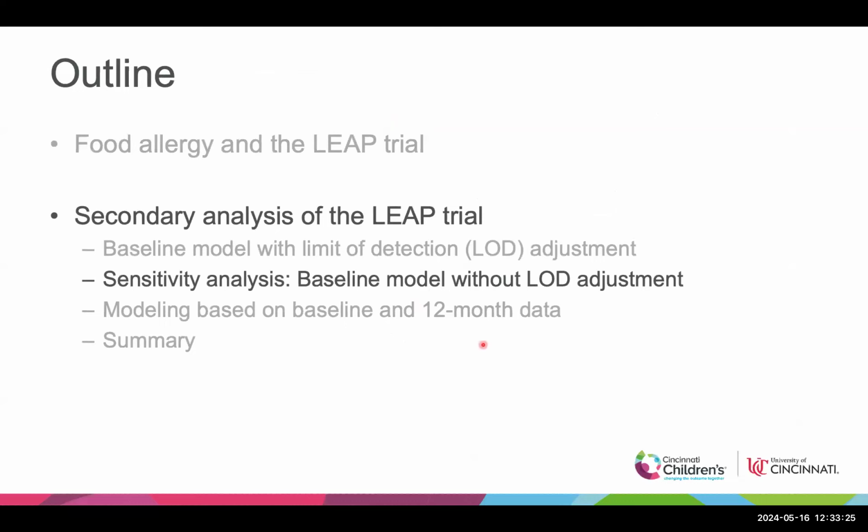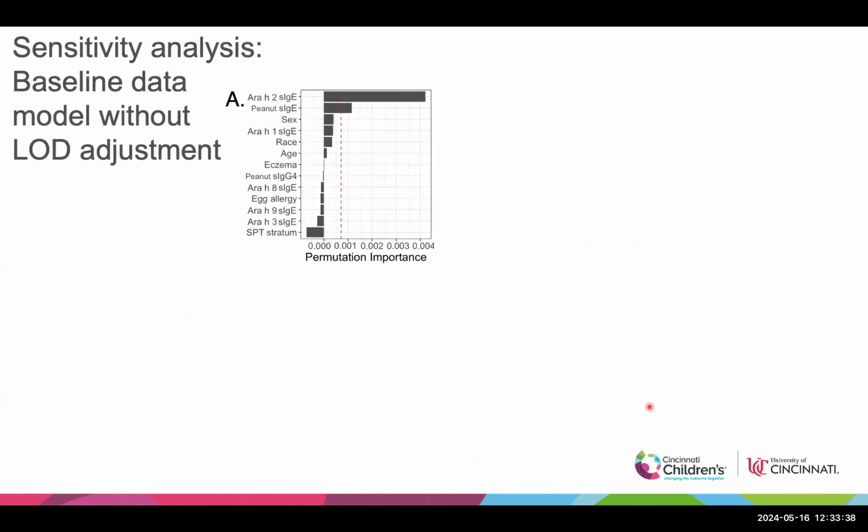After this, we did several sensitivity analyses, but one of them is: what if you actually don't do the limit of detection adjustment? We put it in there to make it more clinically useful for clinical practice, but of course, how do the models look if we don't do this?